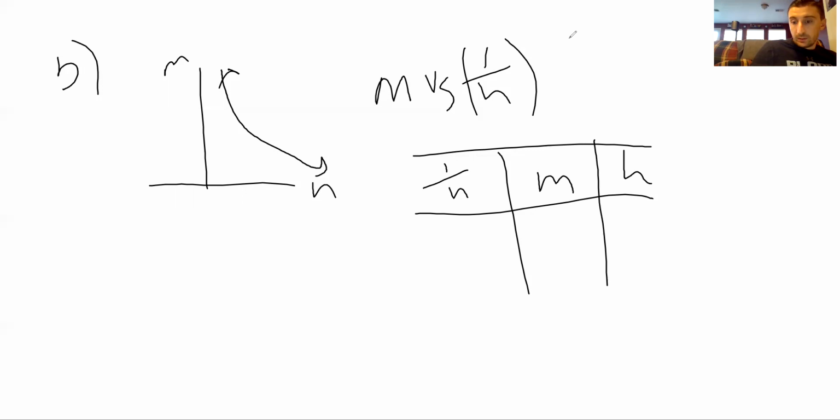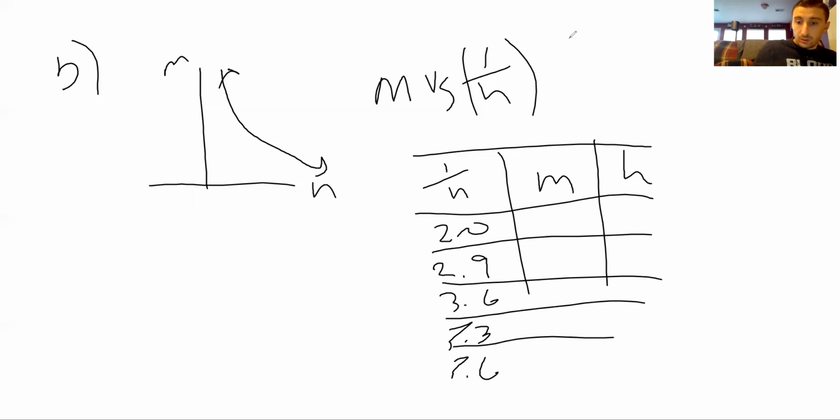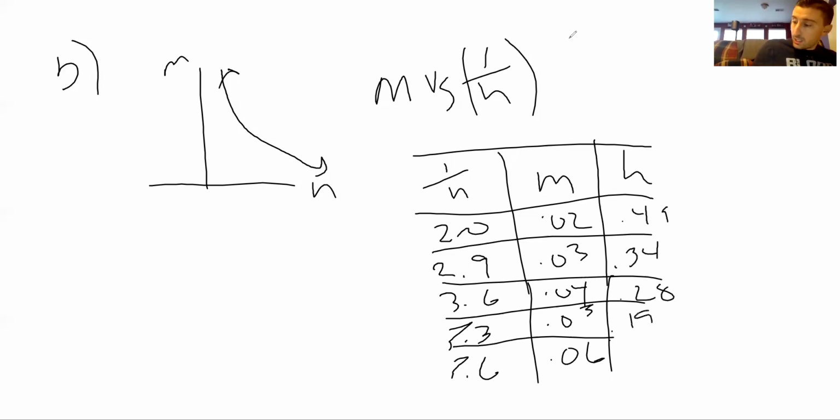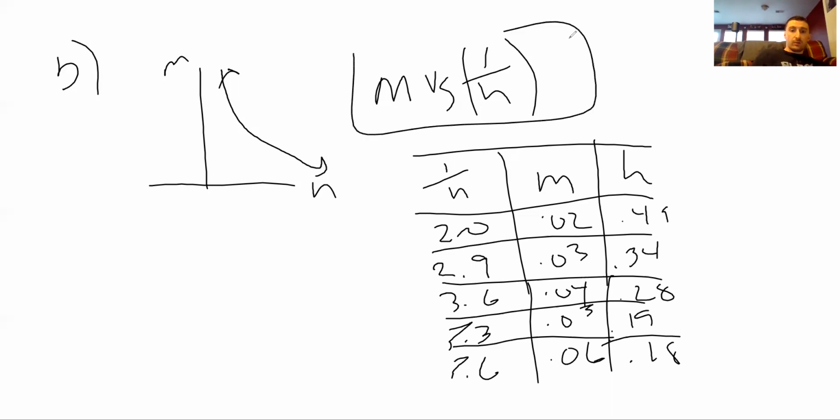So I got 2.0, 2.9, 3.6, 5.3, 5.6. And that corresponds to the ones you already have here: 0.02, 0.03, 0.04, 0.05, 0.06, 0.18, 0.19. All right. So that is your answer there, and that is what we're going to graph.